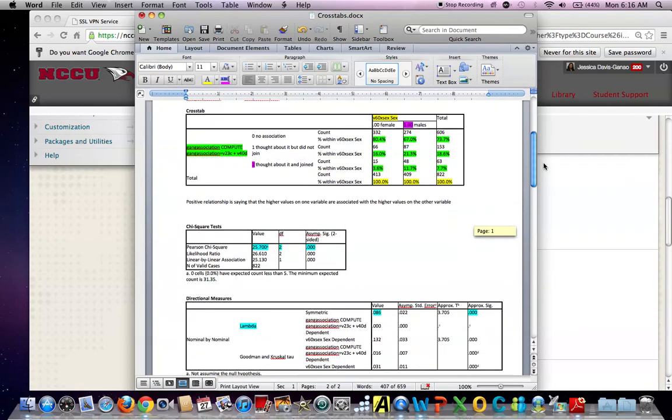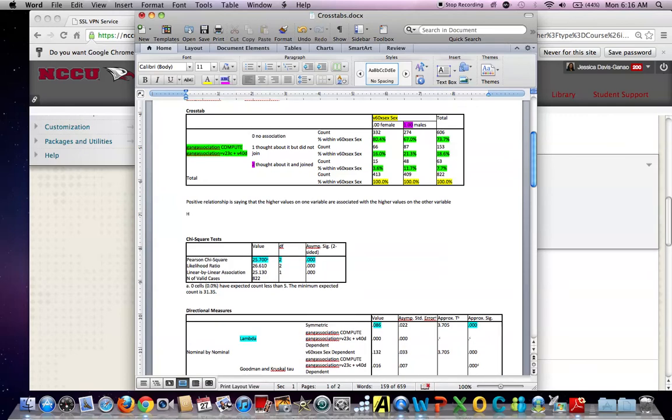Now, if the relationship was negative, and I need to just talk about this, a negative relationship associates the higher values on one variable with the lower values on the other variable. Okay.